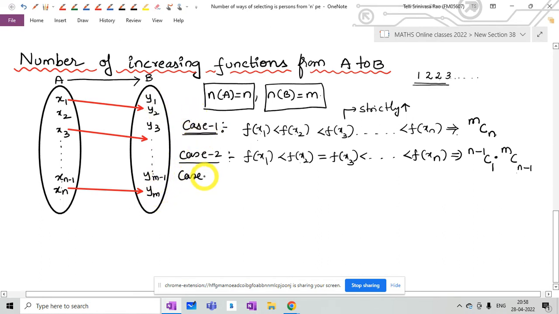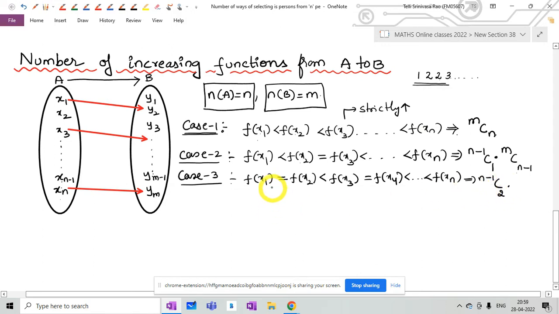Now case number 3, if you follow that pattern, what will happen? Two pairs can be the same, like f of x1 equals f of x2 and it is less than f of x3, and f of x3 equals f of x4 is less than, and so on up to less than f of xn. Out of these n minus 1 inequality symbols, we have to select any two. And how many different numbers are required to place in these positions? Out of those m, we require n minus 2.